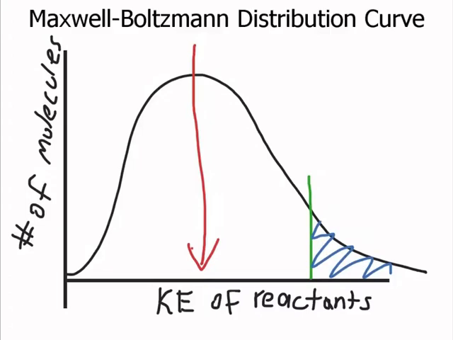So now that we determined only a very small percentage of molecules have enough activation energy to actually proceed with the reaction, we can figure out how can we actually speed this up? How can we get more molecules to get over that activation energy hump so that the reaction will proceed faster? Well, one of the main things that we can do is increase the temperature.